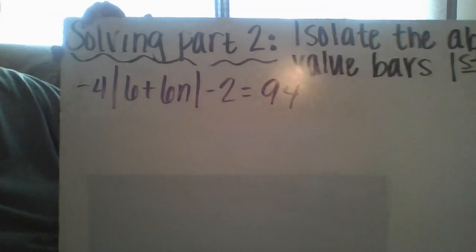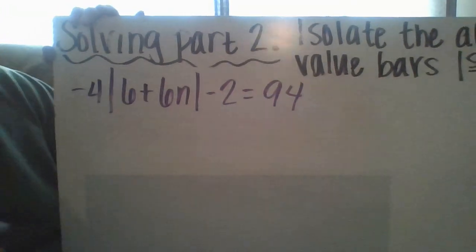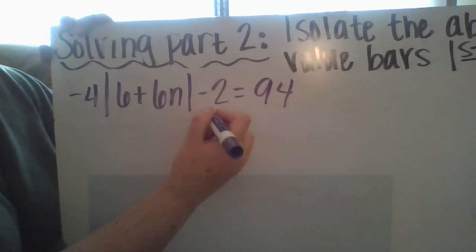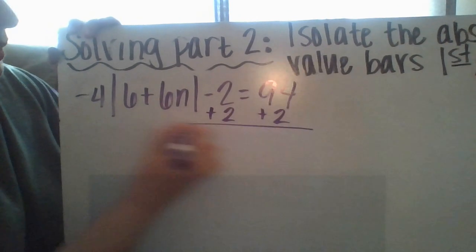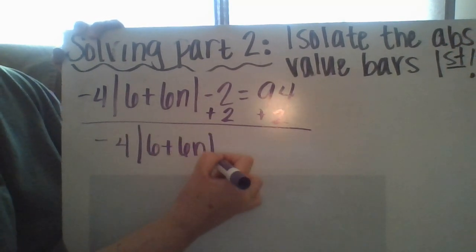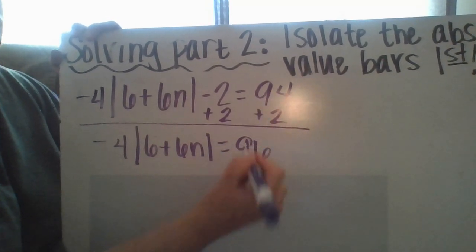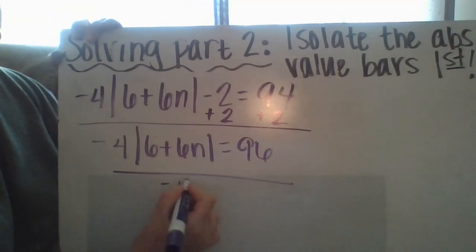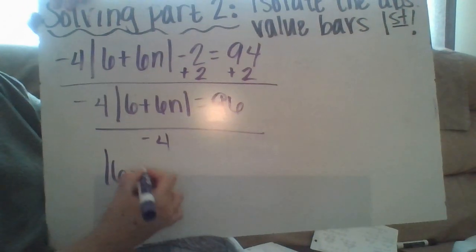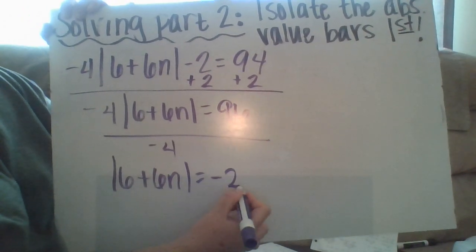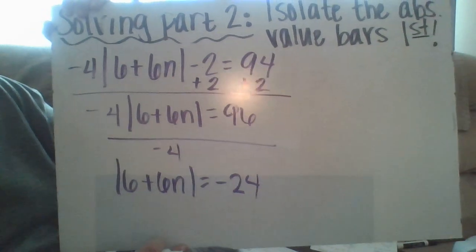Right, you can go ahead and pause the video and give this one a try on your own. I'll go ahead and start. Negative 4 and also the minus 2. We're going to SADMAP, so I'm going to get rid of the 2 first. So negative 4 times the absolute value of 6 plus 6n equals 96. Again, I'm not distributing this in. I'm going to get rid of it by dividing. So the absolute value of 6 plus 6n equals a negative 24, I believe.